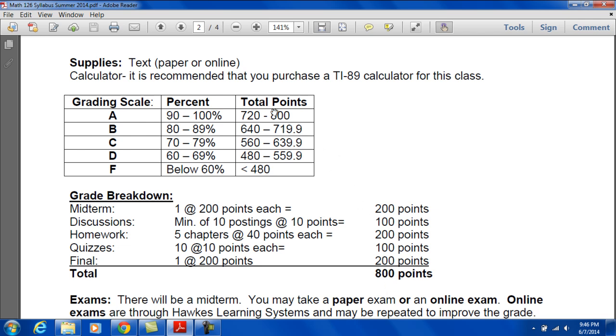If you get 720 to 800, that's an A. 640 to 719.9 is a B. 560 to 639.9 is a C. 480 to 559.9 is a D. And below 480 is an F.